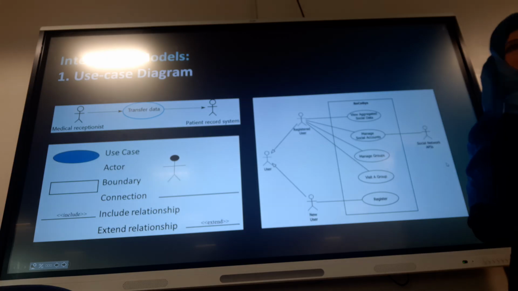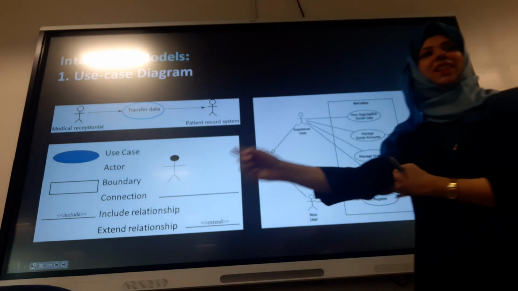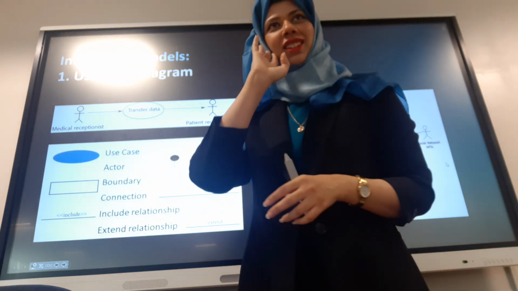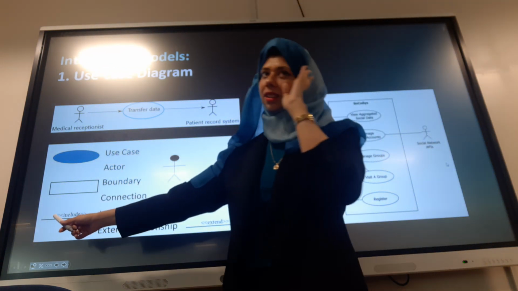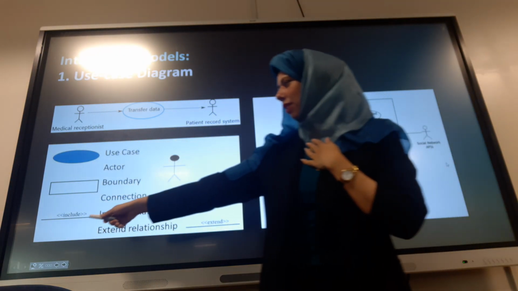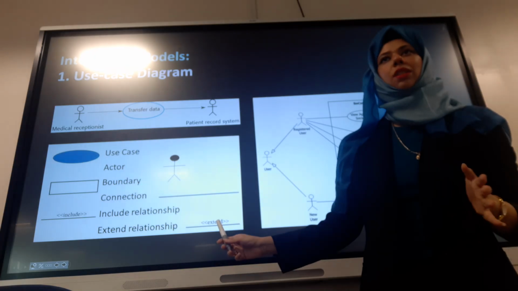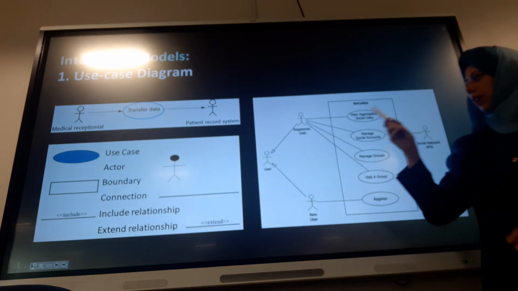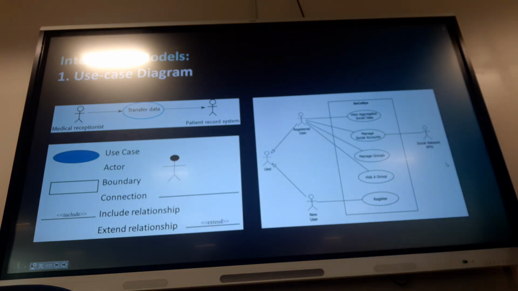So who can tell me the include versus extend? Yes, Lean. Include is for things that are necessary. Excellent. While extend, it might not always be the case. Very good. So this is mandatory, but this one is optional, right? But let's look into that example. How many users, how many actors do you see? 4. Main ones. 2, 3. 2. Why?